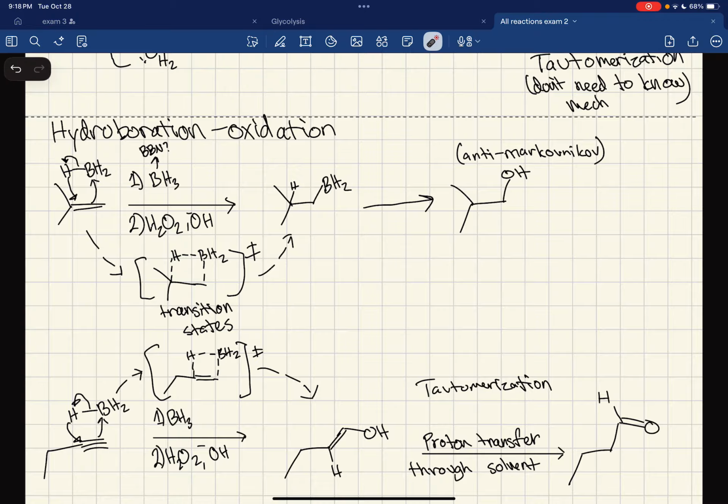And one thing that's important to note, this is stepwise. This is the first thing you'd add. And then after that's done, you add this.